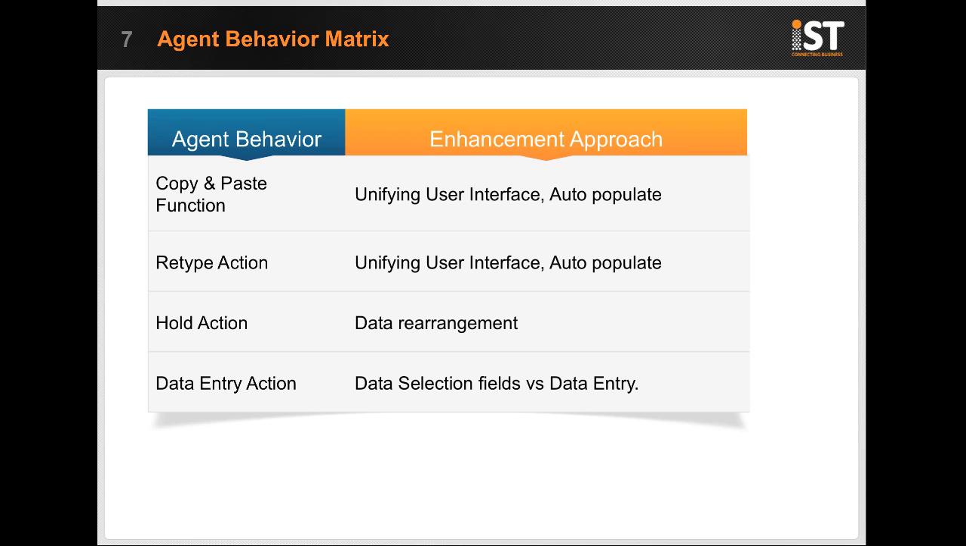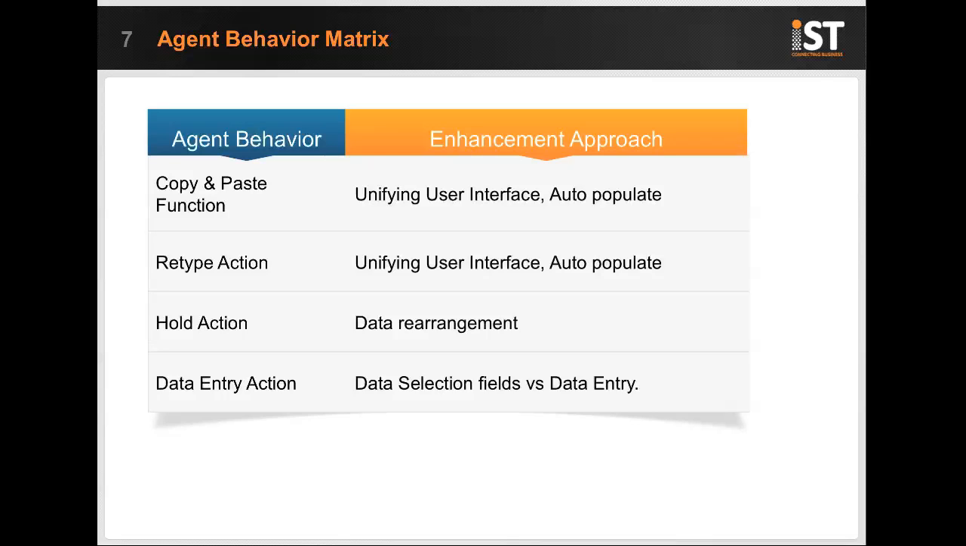When either of these functions are performed by the agents, it's an indication of the existence of silo applications that do not communicate with each other. Deploying a unified agent framework removes the need for agents to do such redundant tasks.